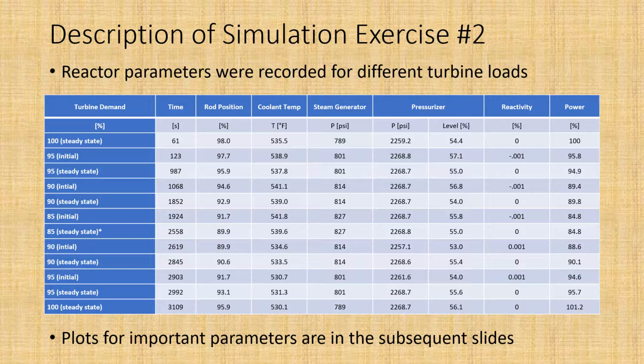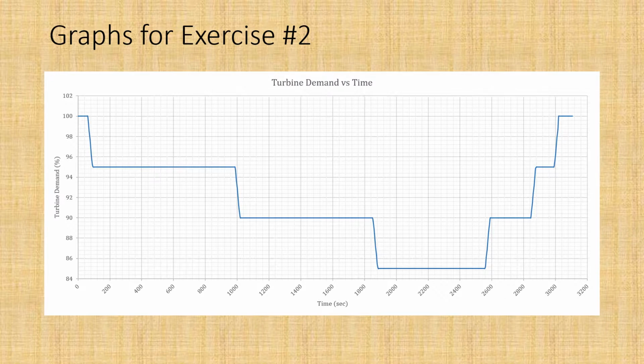Plots for rod position, core thermal power, steam generator pressure, and turbine demand versus time will be shown in the subsequent slides. This graph shows the turbine demand over time. This shows how we altered the turbine demand and the amount of time we allowed the system to stabilize for each step.